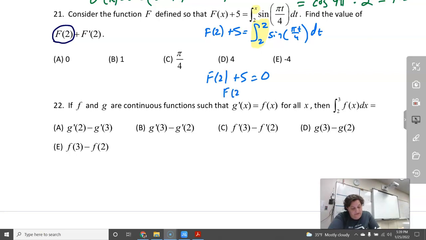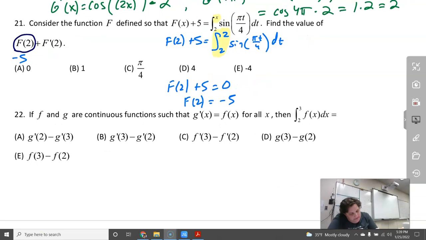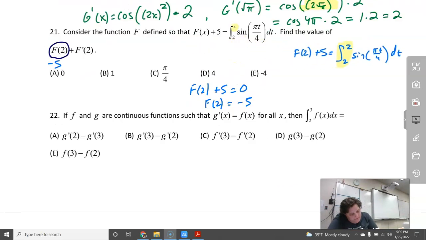Which means f of 2 is negative 5. Let's go. All right, so I got part 1. That's fabulous. Now I got to get f prime of 2. In order to do that, I'm going to move this out of my way for a minute.